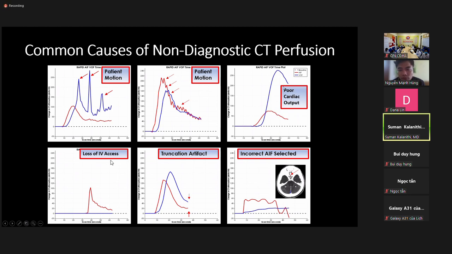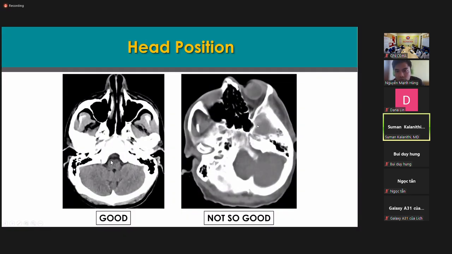So if you have a patient with very bad cardiac output, like an EF of 10 to 15%, you should know that CT perfusion may not give you accurate results. That's important. The rest of this is all just silly, like the patient was moving and the IV fell out, and it all looks terrible. But this is an important one. Another thing is head position, always important, and no motion.